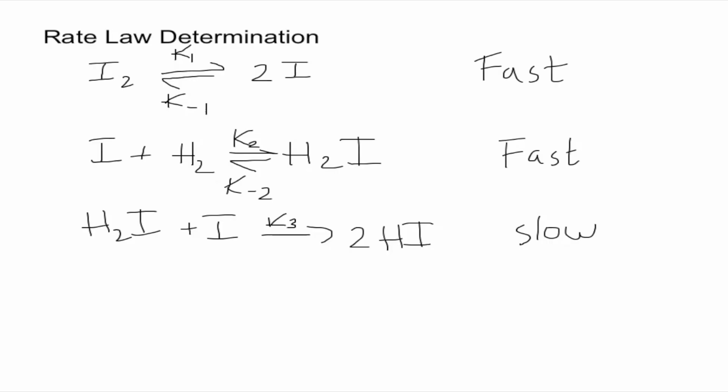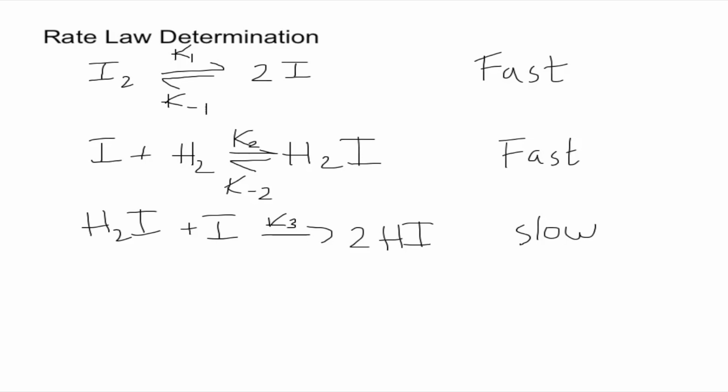In this video, I'm going to explain how to determine a rate law starting from a mechanism. So here we have a three-step mechanism for the formation of hydrogen iodide, and we want to know what is the rate law for this mechanism. I'll explain a four-step procedure that will help you determine it.